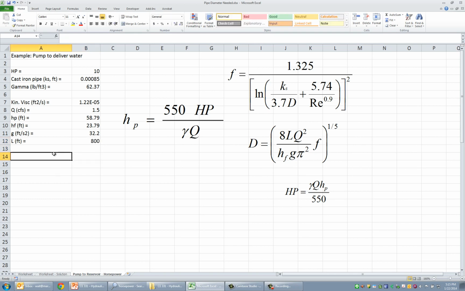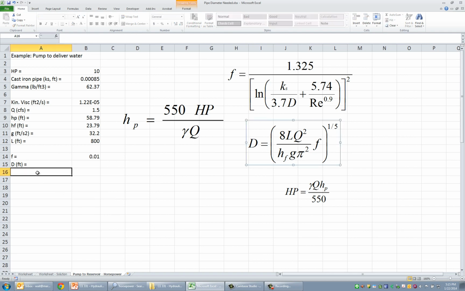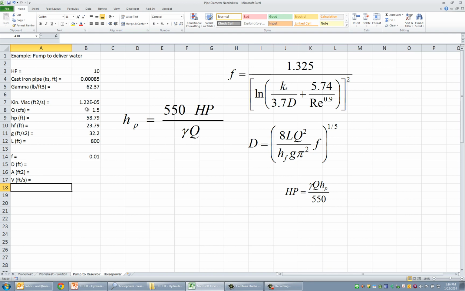Alright, what I'm going to do in the next step is just guess an f value. That's what we often have to do in these pipe design situations. I'm going to calculate the diameter of the pipe that corresponds to that using this formula. I'm going to calculate the cross-sectional area based on that pipe diameter, and the velocity of the water flowing through the pipe based on this cross-sectional area and the known flow rate that we want to achieve of 1.5 cubic feet per second. And then finally calculate a Reynolds number based on all of that. And Reynolds number, of course, is unitless.